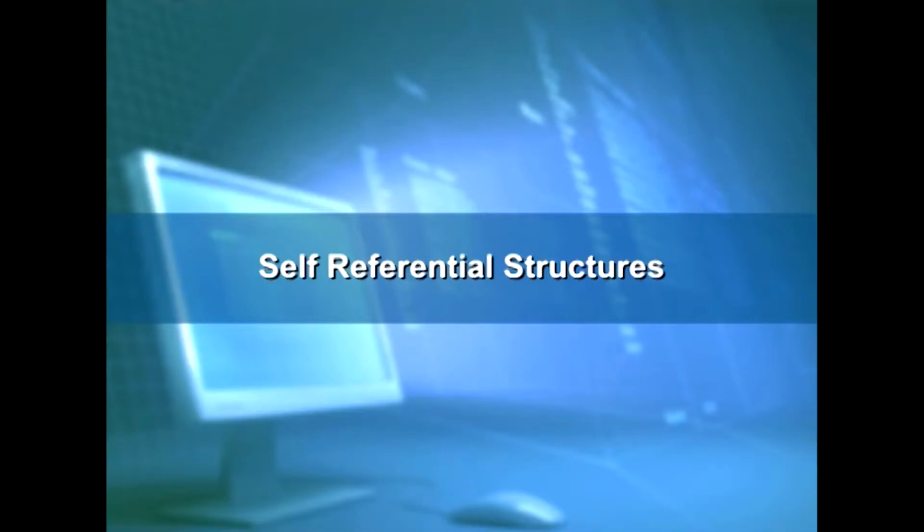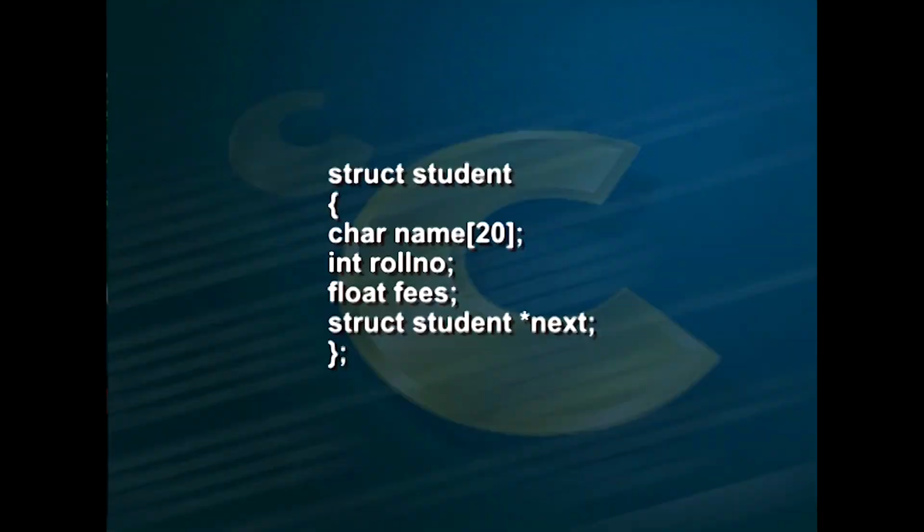Self referential structures. It is a structure which contains one member which is a pointer of its own type. For example, struct student { char name[20]; int roll number; float fees; struct student *next; }; Here the structure contains an element which is a pointer to a structure of the same type called next. Therefore, this is a self referential structure.